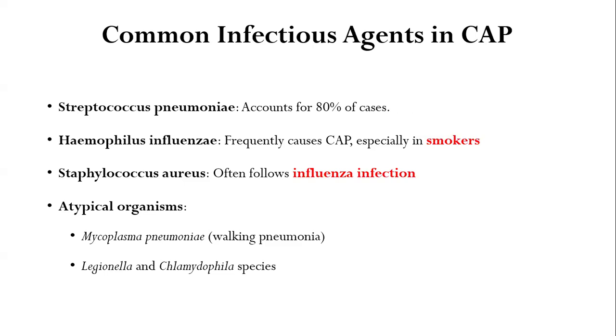Now, the common infectious agents in CAP, as I already told you, are Streptococcus pneumoniae, which accounts for 80% of the cases. Other agents that can cause CAP are Haemophilus influenzae. CAP is, however, more common in smokers. Staph pneumonia again follows influenza infection. Other atypical organisms can be Mycoplasma pneumoniae, Legionella, and Chlamydophila.